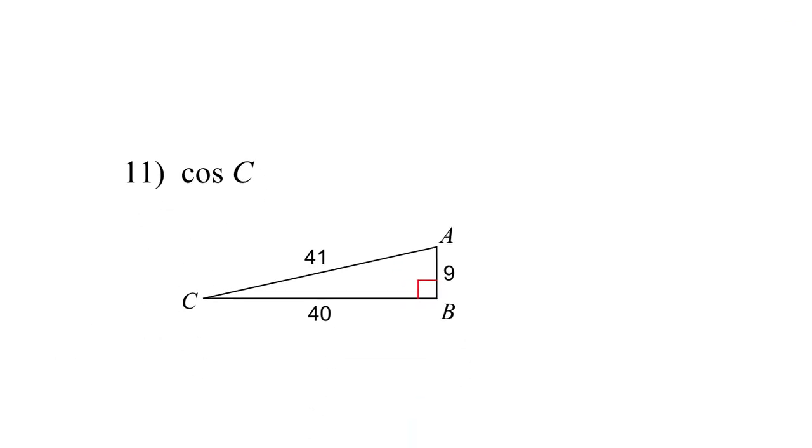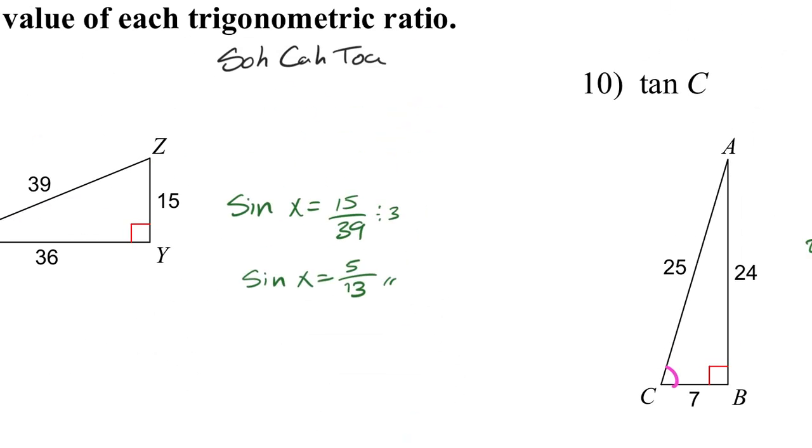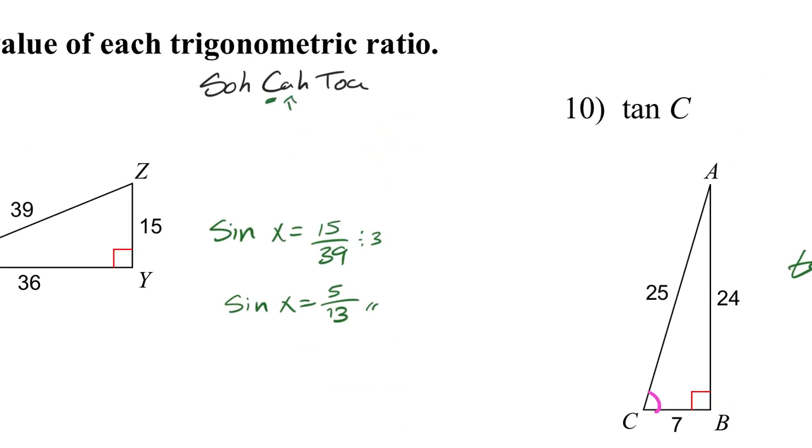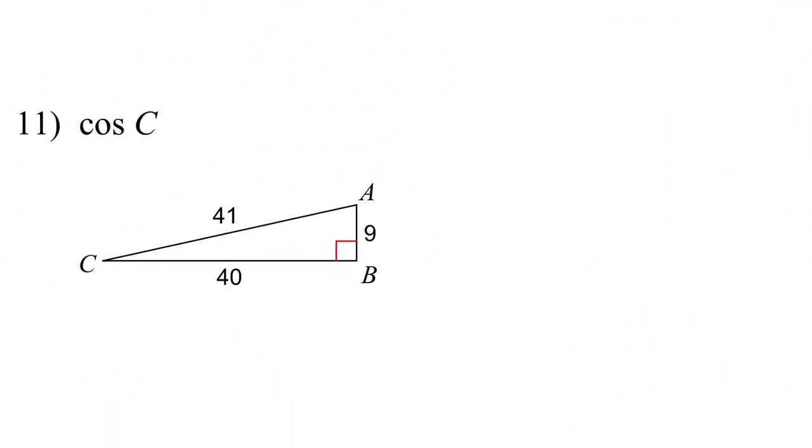Then the last one, I'm finding cosine. Again, on SOHCAHTOA, we can see that cosine is adjacent over hypotenuse. So that means that I get cosine of C, is this angle, the adjacent, that is 40, over the hypotenuse, that is 41. So cosine of C equals 40 over 41.